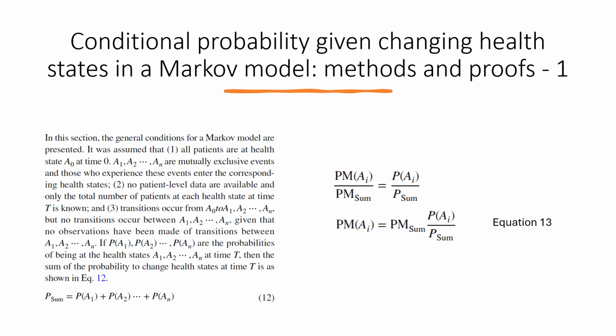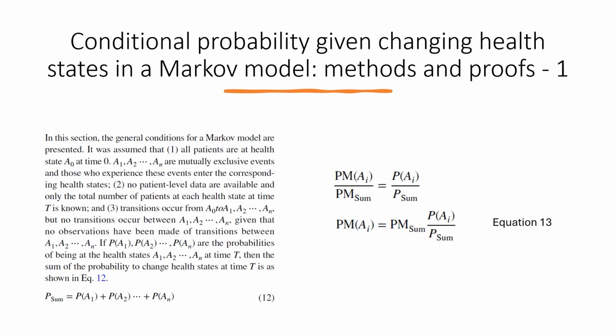We assume that all patients are at health state A0 at time 0, and all health states are mutually exclusive. Let us also assume that no patient-level data are available, and we know only the total number of patients at each health state at time t. We can calculate the sum of the probability to change health states at time t using equation 12.